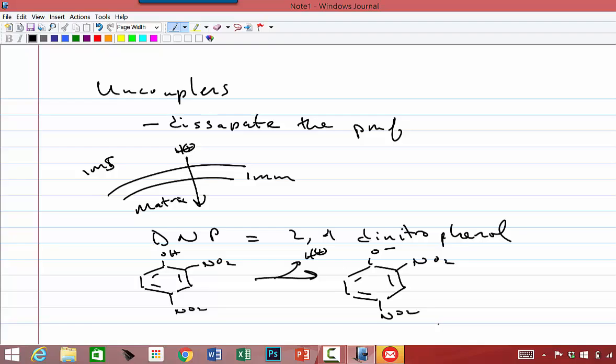The other thing that happened to these people is that they would get fevers. And it turns out that for some reason, I don't know exactly why, transporting these protons across this membrane in the opposite direction increases the temperature of the body. And as a matter of fact, bears in hibernation actually have something similar to 2,4-dinitrophenol in order to keep their body temperatures high during the cold winters.